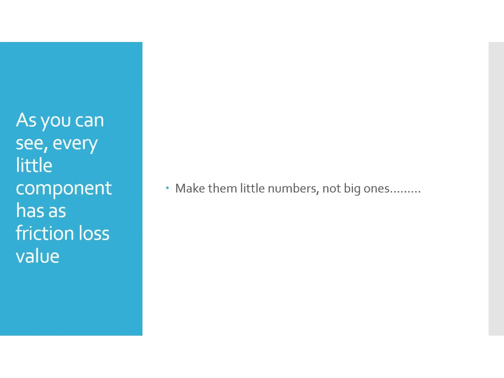107.872. So as you can see from that last chart in this exercise, every little component has some sort of friction loss value to it. And if you do the system correctly, those numbers should be little, not big.